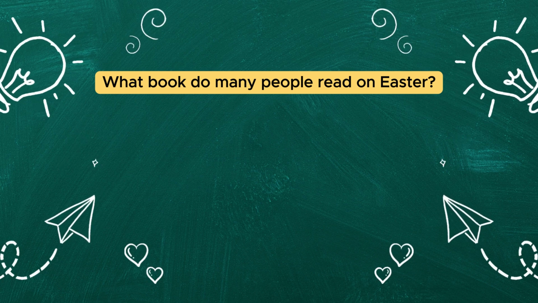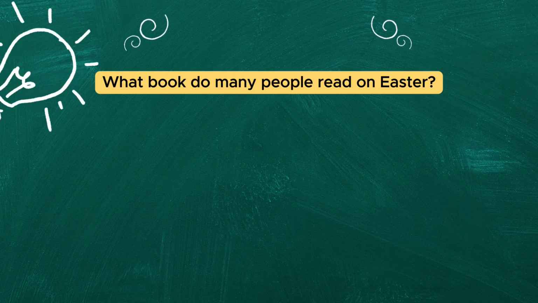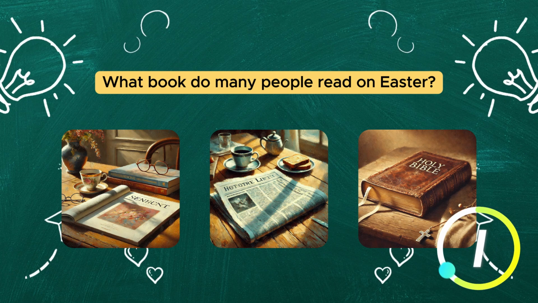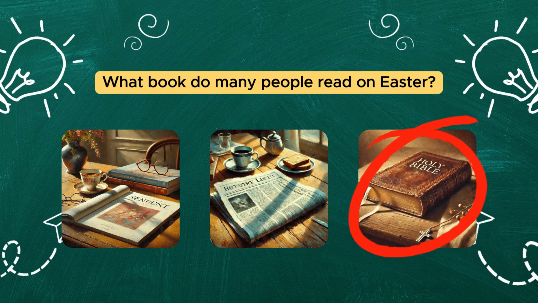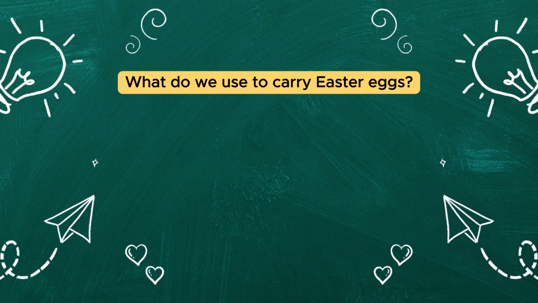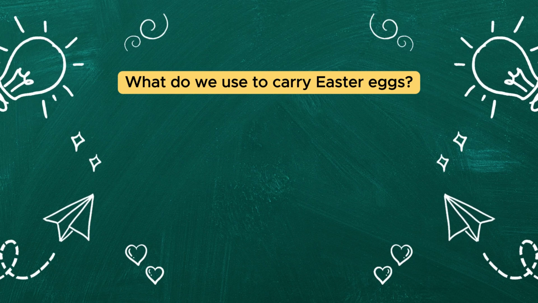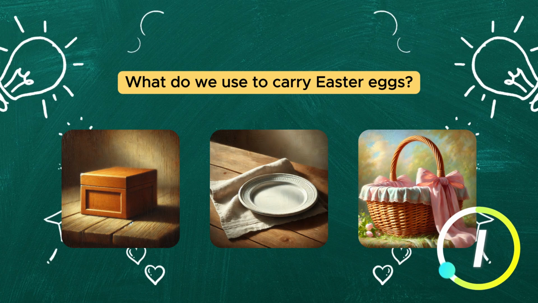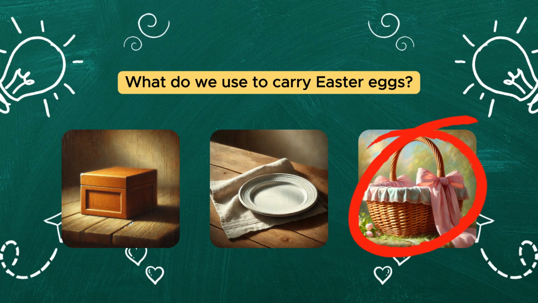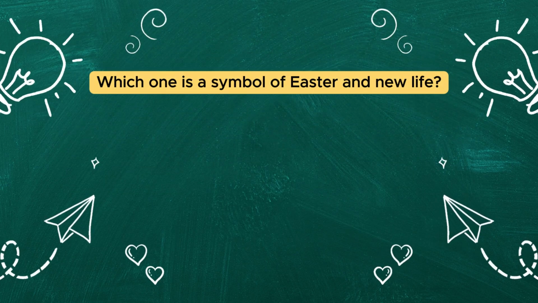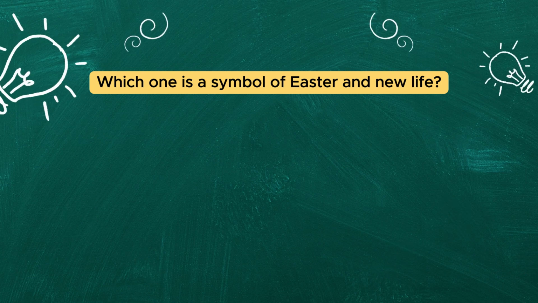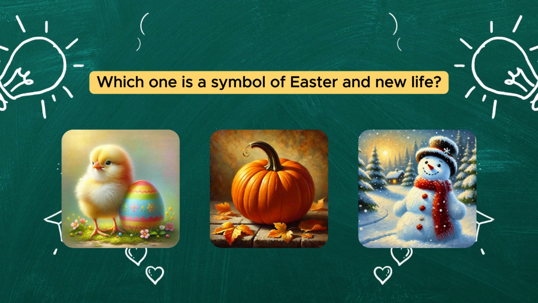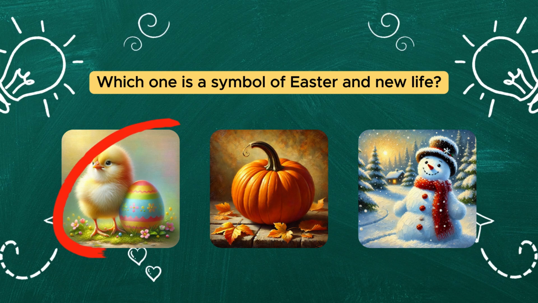Question 8. What book do many people read on Easter? Is it a magazine, a newspaper, or the Bible? That's right! It's the Bible! Question 9. What do we use to carry Easter eggs? Is it a box, a plate, or a basket? You're right! It's a basket! Question 10. Which one is a symbol of Easter and new life? Is it a chick, a pumpkin, or a snowman? Yes, it's a chick.